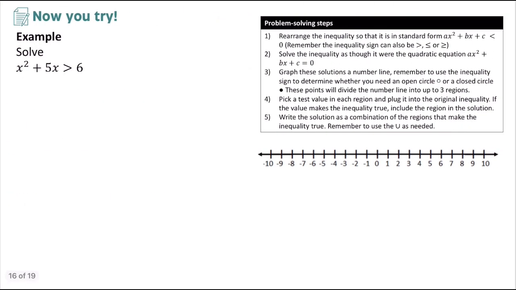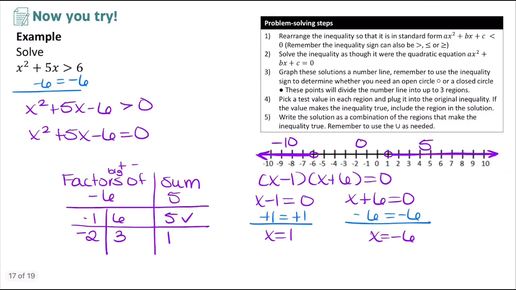So now you can go ahead and pause the video and try doing this example on your own. So what we did here is we had to first rearrange in standard form. So we have x² + 5x - 6 is greater than 0. I solved by factoring, but you can use whatever method you like. So that gave us two endpoints, which are x = 1 and x = -6. I picked a test value in each region.